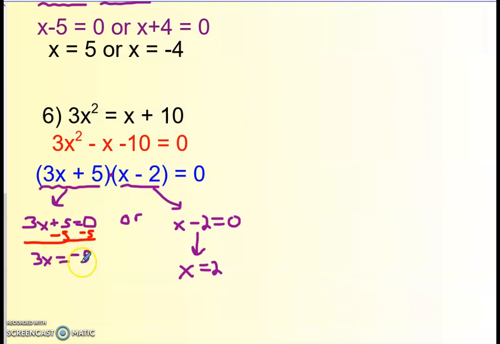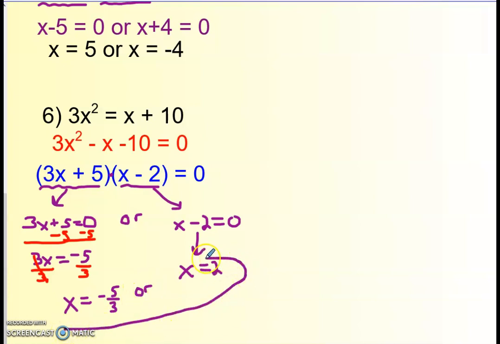And I have to keep going. I have to solve for x. Not there yet. So I'm going to divide both sides by 3. Ooh, a fraction. Nice. And I end up getting x equals, well, this is the beautiful part about embracing fractions. The answer is just negative 5 over 3. So I have two answers, and there they are.